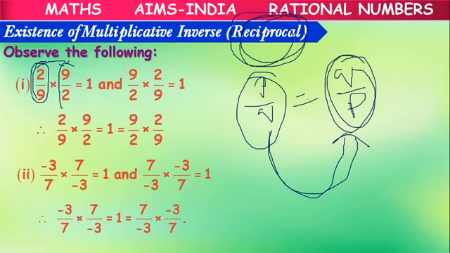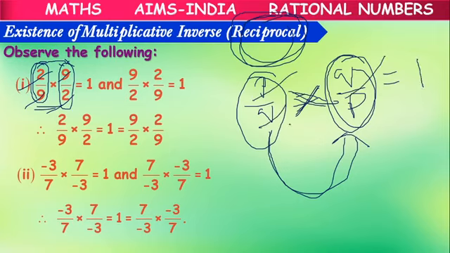9 by 2 is its reciprocal. If we do product of rational number and its reciprocal, what happens? 2 gets cancelled. 9 gets cancelled. All values get cancelled. There will be nothing, means we have to take it as 1. Or 9 by 2 is there. What is its reciprocal? 2 by 9. 2 cancel, 9 cancel, 1.